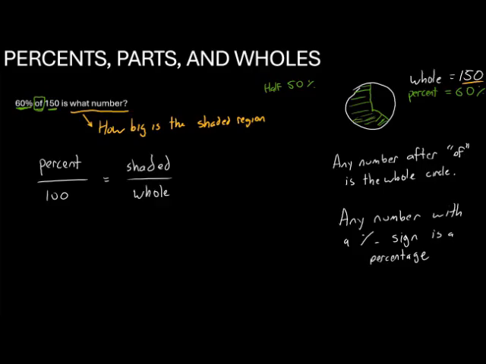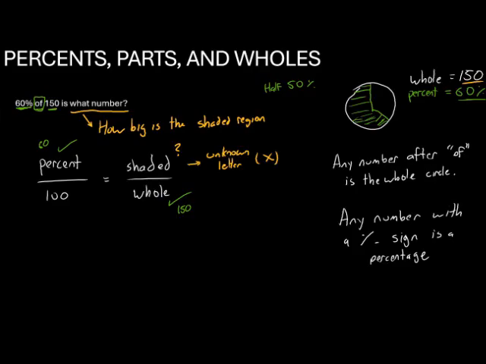Now, we know what the percent is because we said a moment ago that the percent is 60%. We also know what the whole is because we just said that was 150. However, we don't know how big the shaded is. We know it's 60% of something, but we don't know how much that is yet. I'm going to put a question mark next to the shaded. We're going to let that shaded region become an unknown letter. It doesn't really matter what that letter is, so I'm just going to use the letter X.